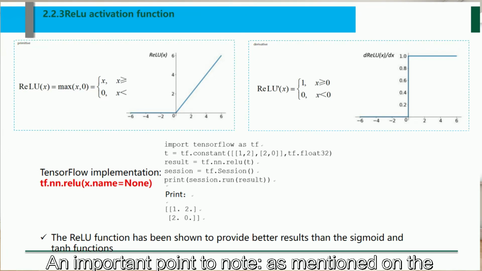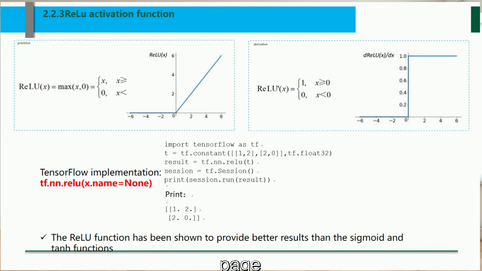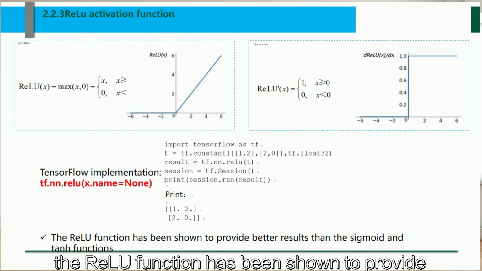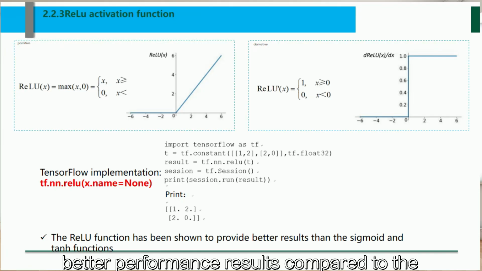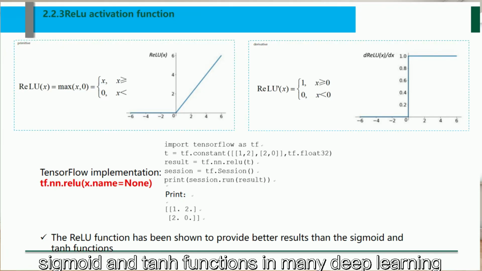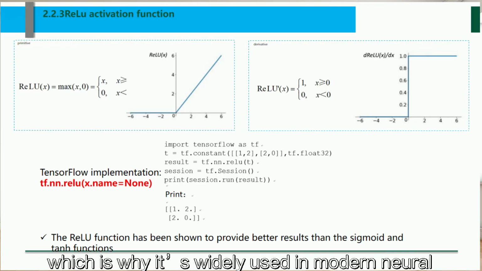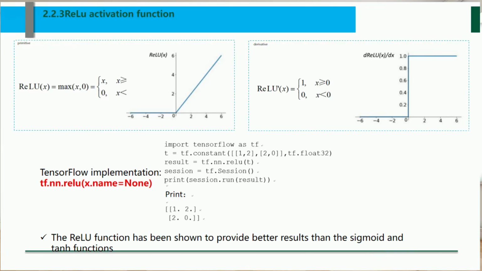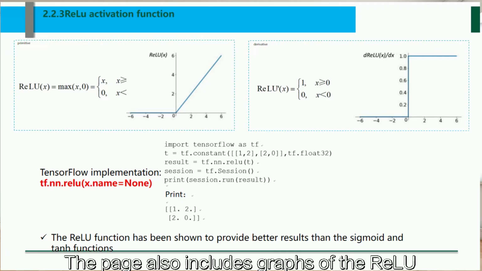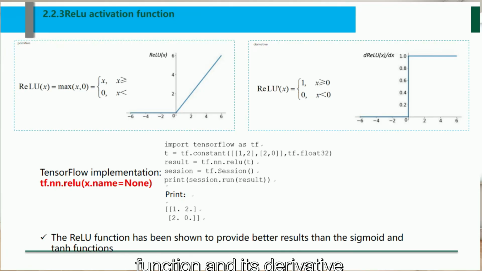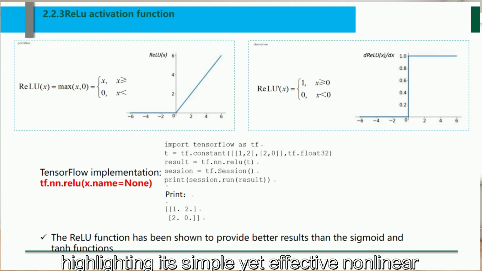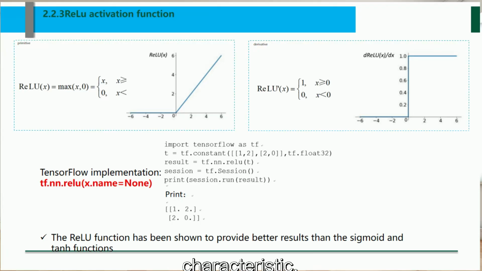An important point to note, as mentioned on the page: the ReLU function has been shown to provide better performance results compared to the sigmoid and tanh functions in many deep learning tasks, which is why it's widely used in modern neural networks. The page also includes graphs of the ReLU function and its derivative, highlighting its simple yet effective nonlinear characteristic.